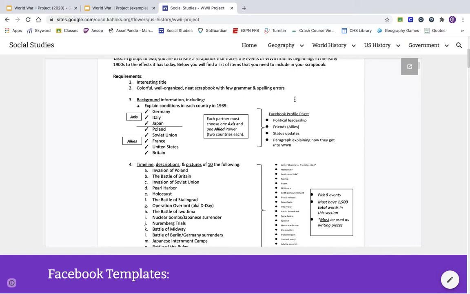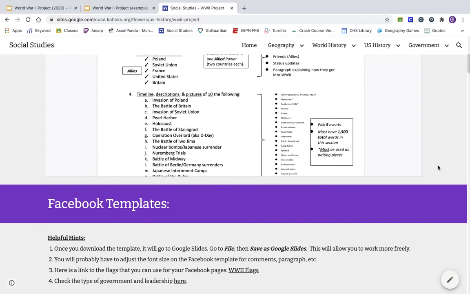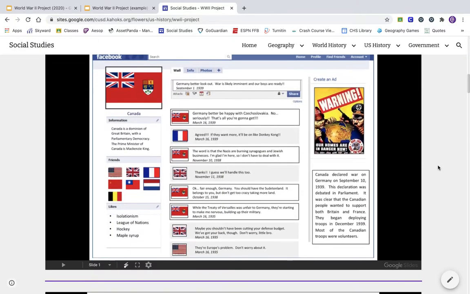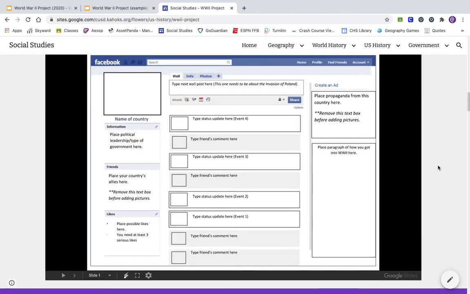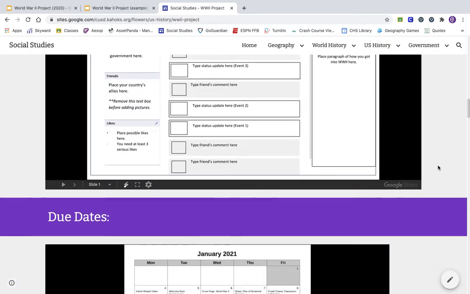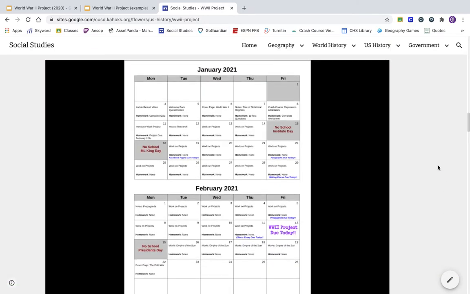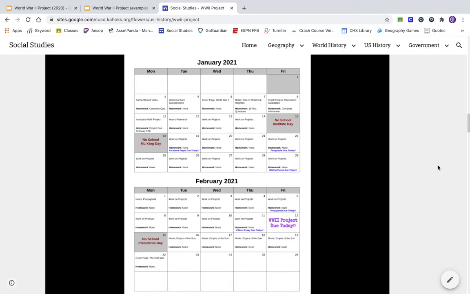So the very first thing that's going to be due, and I'll show you here, is the Facebook page. This is an example, and this is a blank one, what yours is going to look like blank. There's due dates here on this, so that you could see the very first thing that's going to be due is the Facebook pages that are due on the 19th.